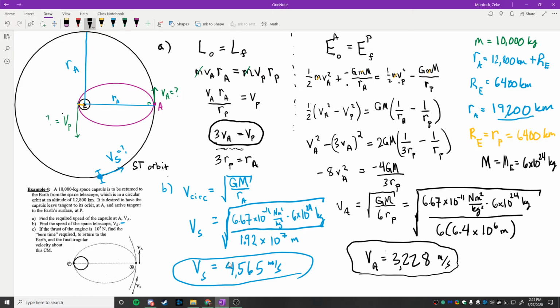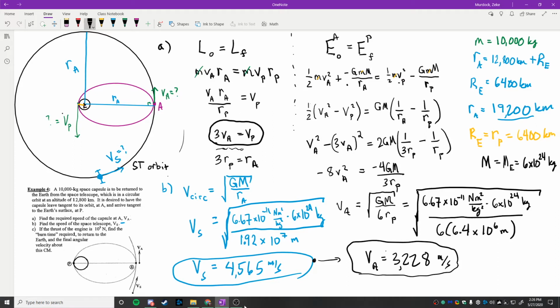This last statement is misleading. First of all, we want to figure out, if the thrust of the engine is 10 to the 5 newtons, find the burn time required. That would be to say the shuttle is moving with this speed, and we need it to get to that speed right there. We need to basically slow it down, right? Because it's going in the circular orbit out here.